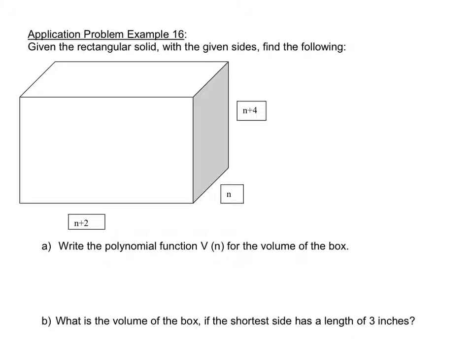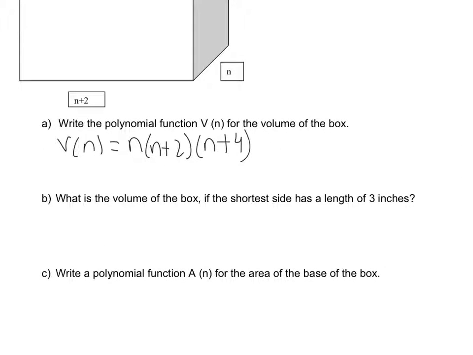All right, this one, it says, given the rectangular solid with the given sides, find the following. So we have n plus 2, n, and n plus 4. It says, write the polynomial v of n, volume of the box. So the volume of the box equals its length times width times height. You can multiply it out if you want, but I'm not worried about that right now. It says, what is the volume of the box if the shortest side has a side length of 3 inches?